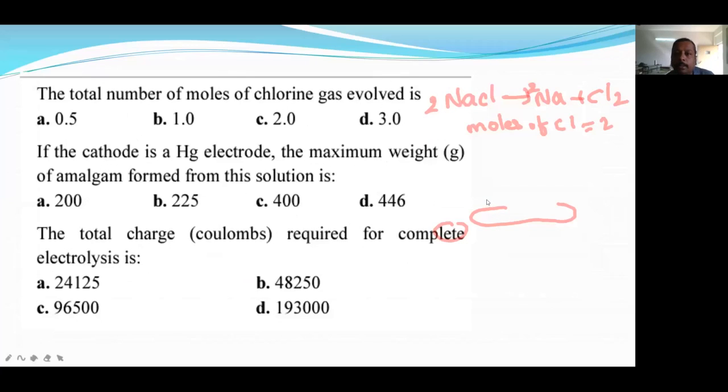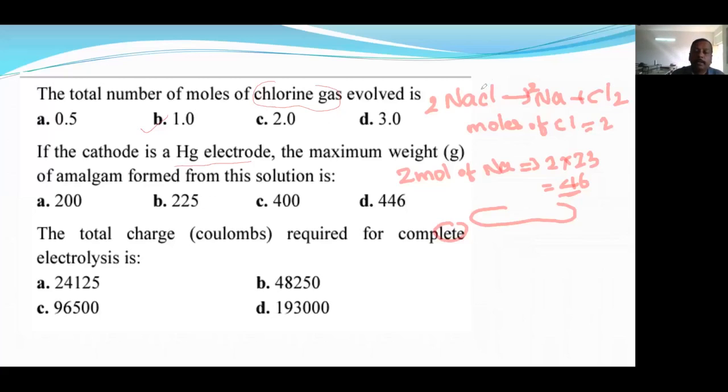Okay, next slide, let us see. Here 2 moles of NaCl will give 2 Na plus and Cl2. So we have 2 moles of Cl, but the question is about chlorine gas. 2 moles of chlorine atoms will be only 1 mole of chlorine gas. Okay, chlorine gas is very important, so answer B. Same way, if the cathode is a mercury electrode, what is the maximum weight of amalgam formed? Okay.